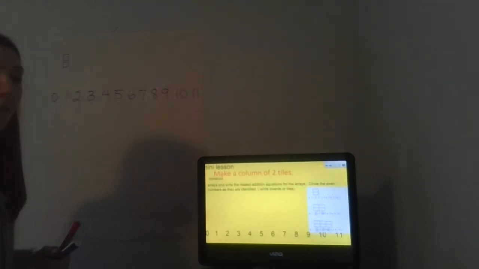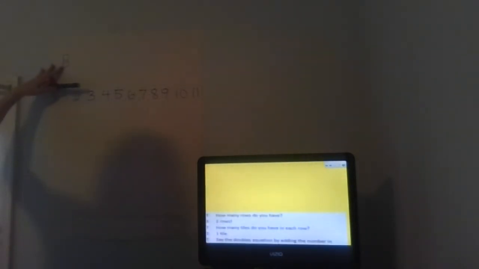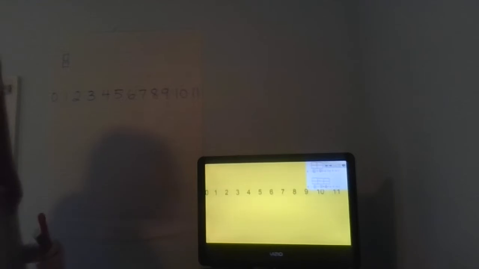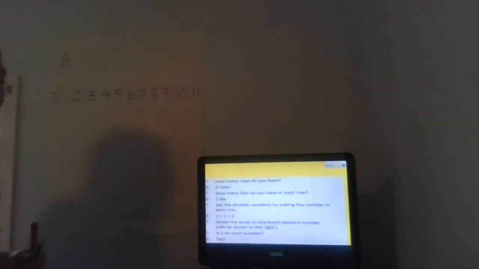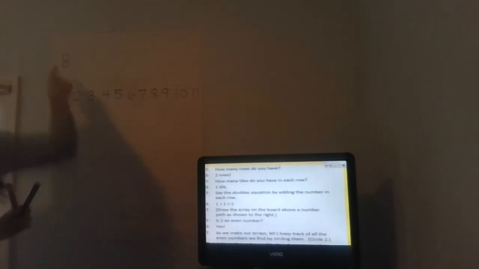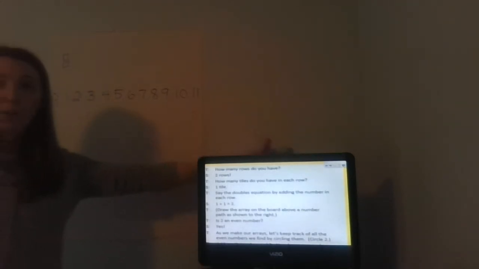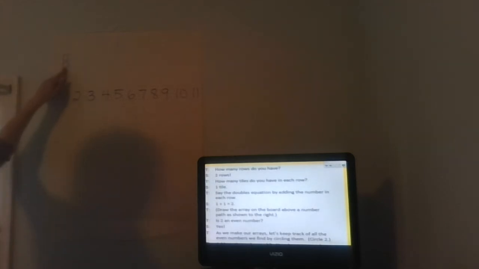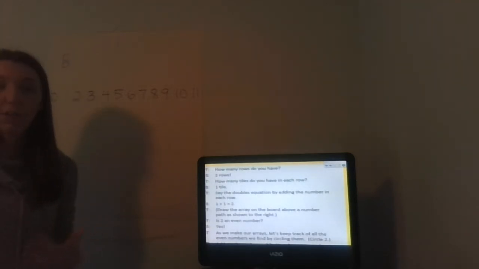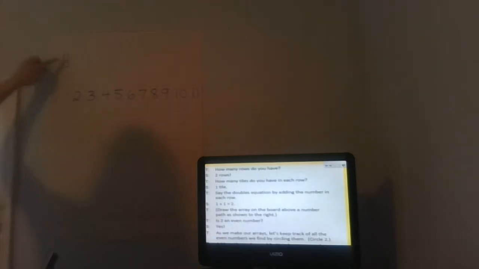Now, looking at my first column here, I'm wondering, I have one column, but how many rows do I have? I see that I have 2 rows. Remember, rows go side to side. I have 2 rows. How many tiles do I have in each row? Well, if I look this way, I have 1 tile in this row and 1 tile in this row. So the doubles equation would be adding the number of tiles in each row. 1 plus 1 equals 2.